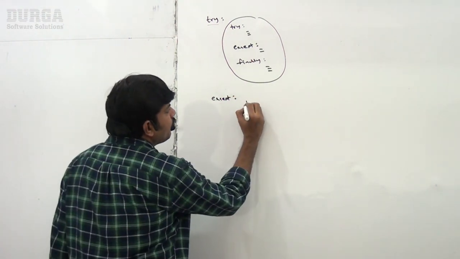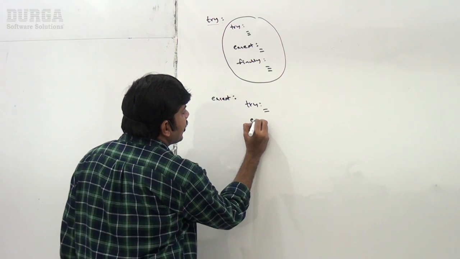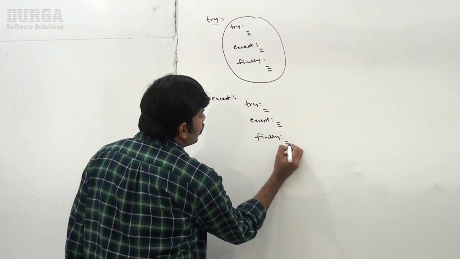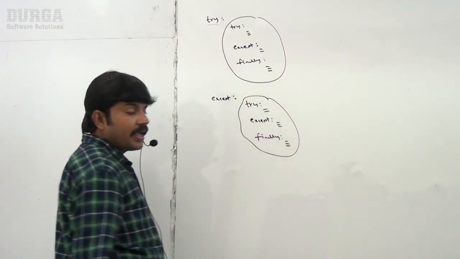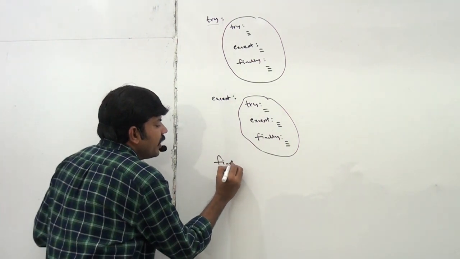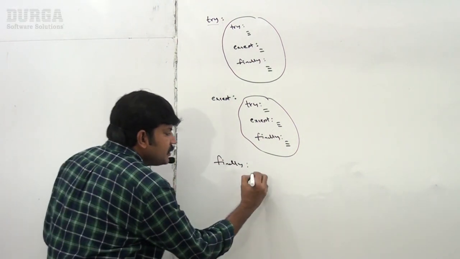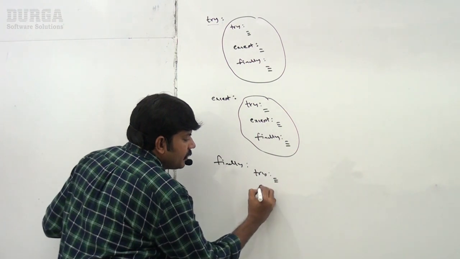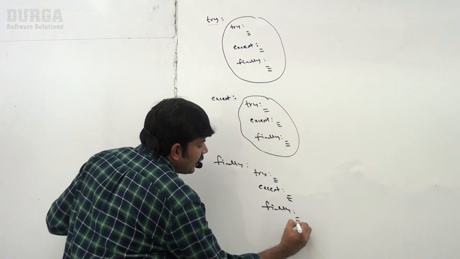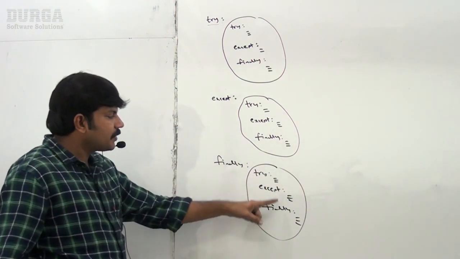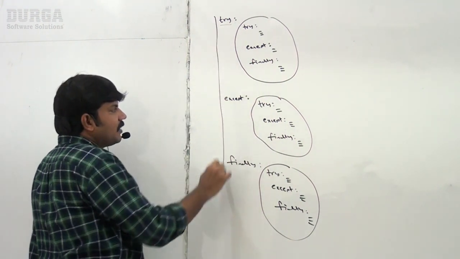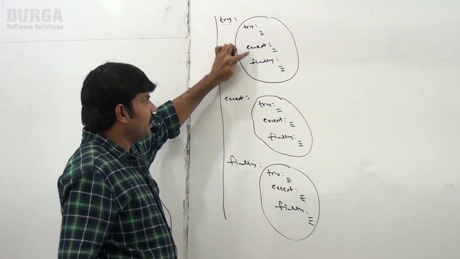Similarly, this is the except block. Inside the except block, if you want, you can again take try except finally. Where are we taking try except finally? Inside the except block. Next, finally, like this I'm taking, and inside here try except and then finally. Can you please tell where I'm taking try except finally? Inside the finally block.